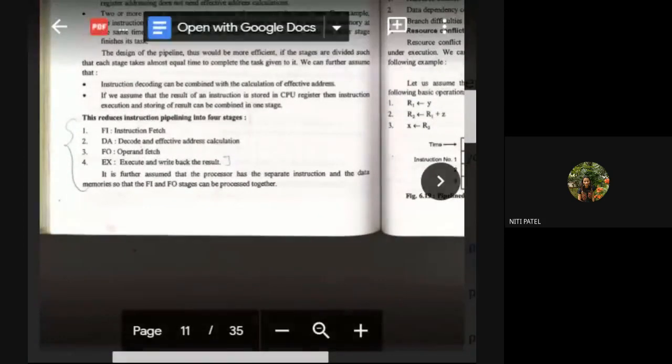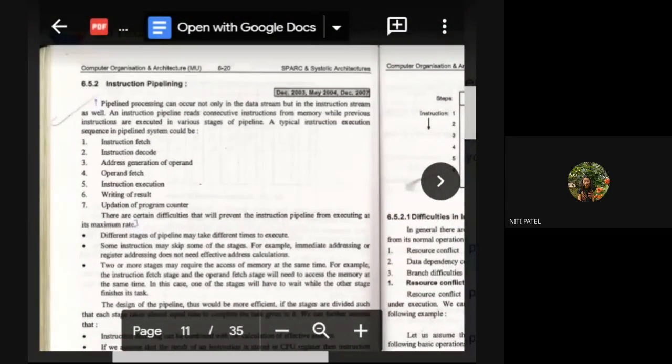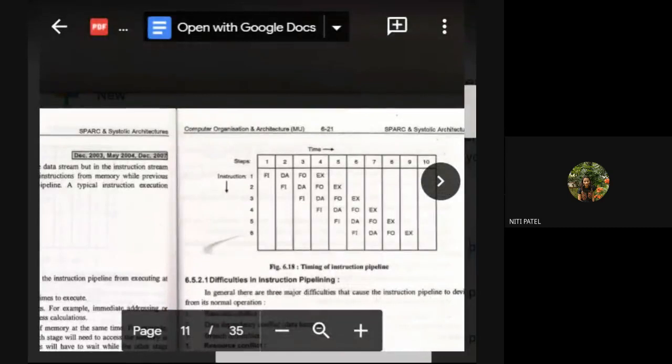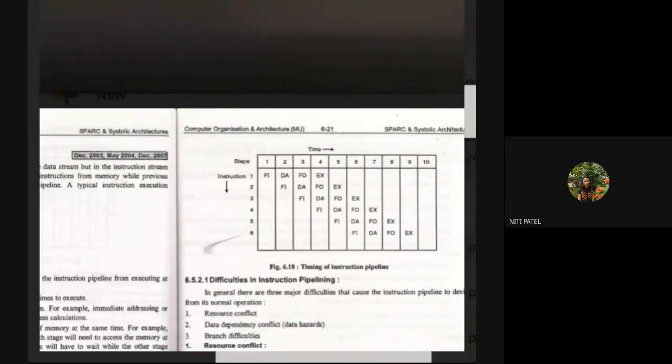So if you see, your instruction fetch is denoted as FI. Decoding and address calculation is denoted as DA. Fetching of the operand is denoted as FO, and execution and writing the result is denoted as EX. So how do I write them? For instruction 1, first step I will fetch, second step I will decode, next I will fetch the operand, and next I will execute.